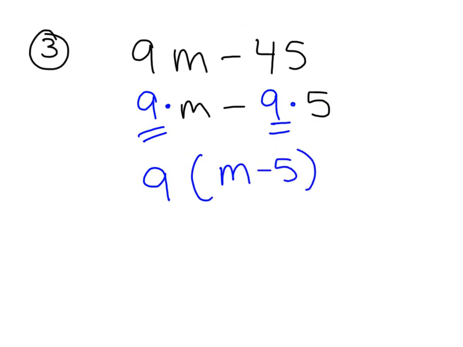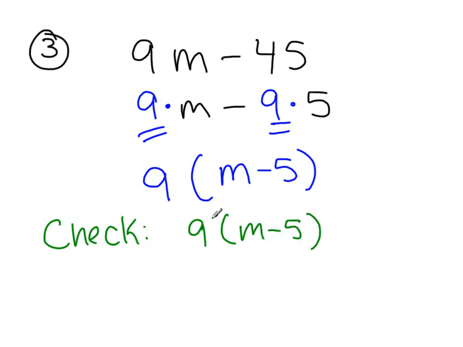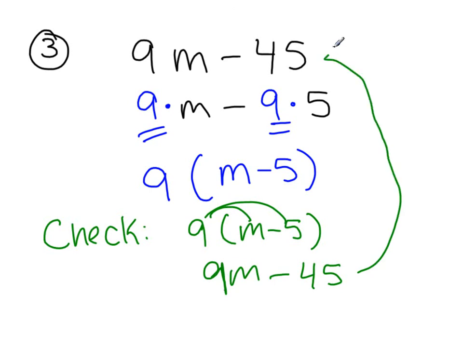And if we were to do the distributive law, let's say we want to check ourselves, we take the 9 and distribute it to each term. So 9 times m is 9m. That looks like an A, it's a 9. 9 times negative 5 is negative 45. And it's exactly what we started with. And that is all.